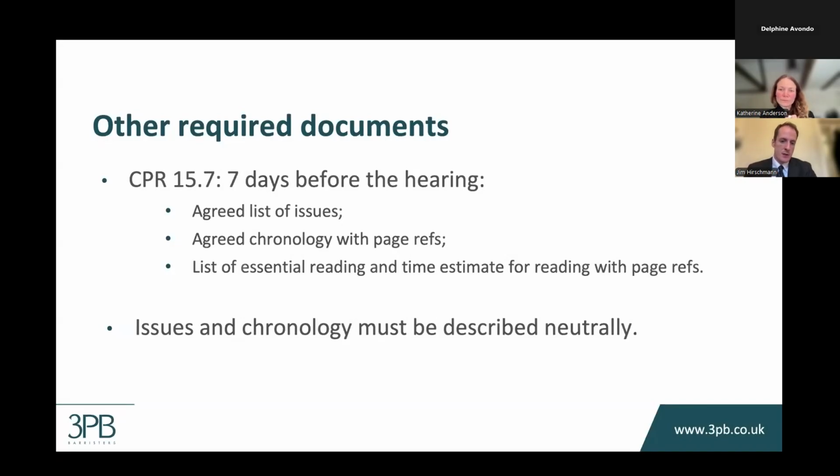Sometimes there's a dispute about what the list of issues are, and what the chronology says. Often claimants in particular feel quite strongly that something's happened that might be disputed by the local authority. And it's important to note that the issues list and the chronology need to be described neutrally.